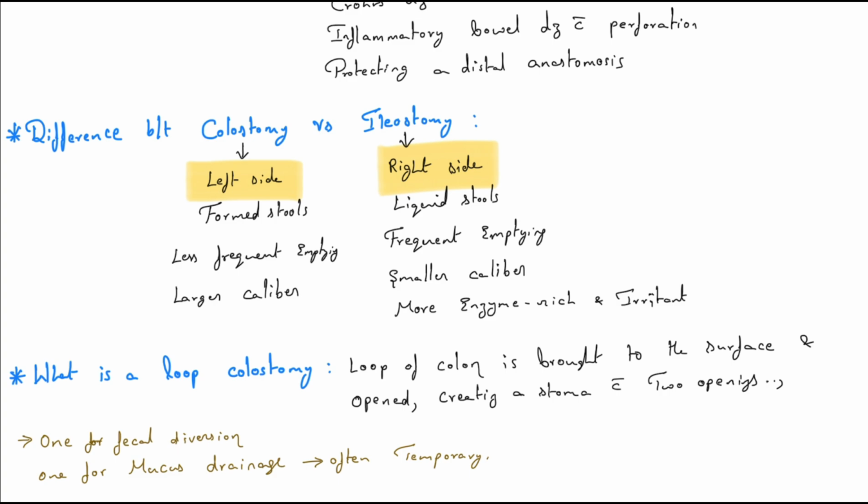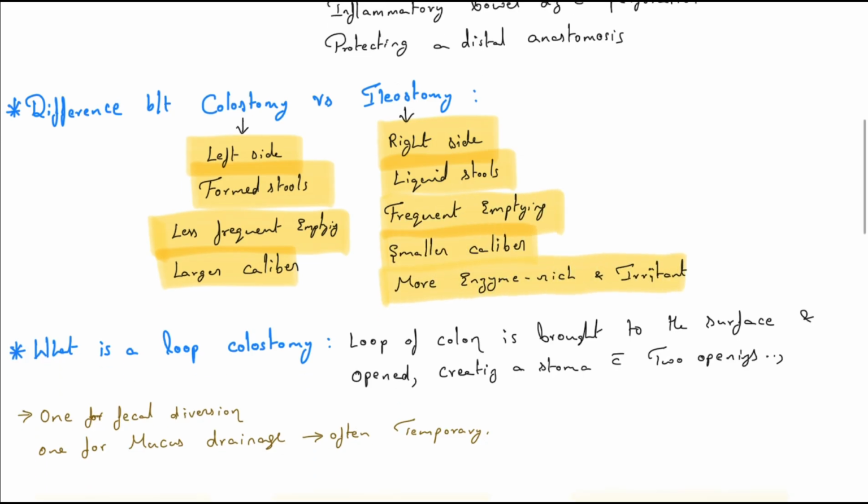This is the left iliac fossa, and in a colostomy we can see formed stools, less frequent emptying, and larger caliber. On the right side, in the right iliac fossa, in an ileostomy, we can see liquid stools, frequent emptying, smaller caliber, and more enzyme-rich, irritant output.